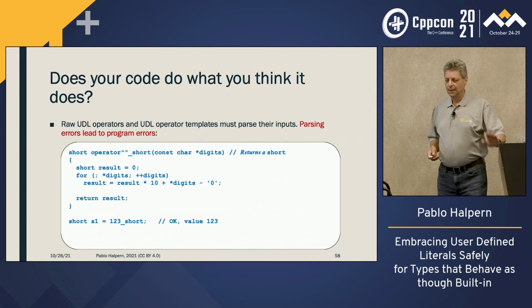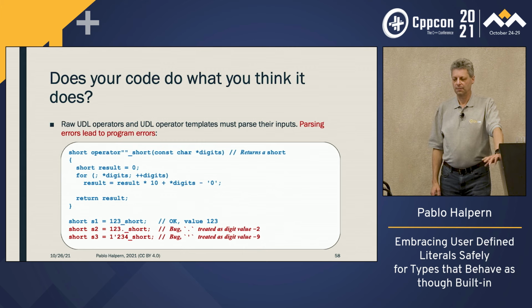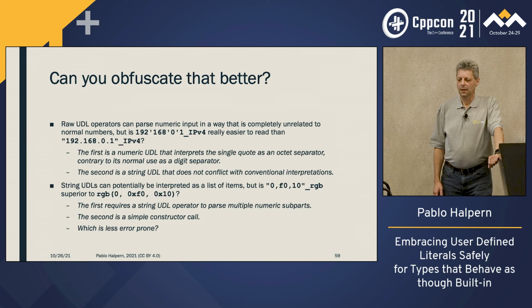All right, we really need to talk about the places you can get yourself in trouble. So, does this code do what you think it does? Well, first of all, if you're using something like a raw UDL or a UDL template, you have the opportunity to parse things incorrectly. So this is the problem we showed before. If you didn't watch out for things like tick marks and periods and E and things like that, it may show up. You'll get bad values.